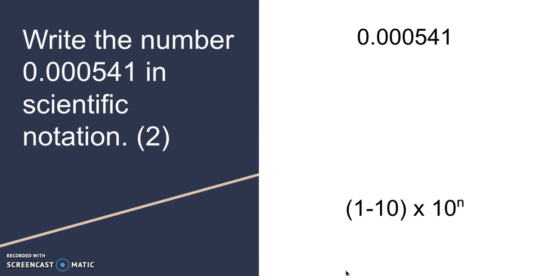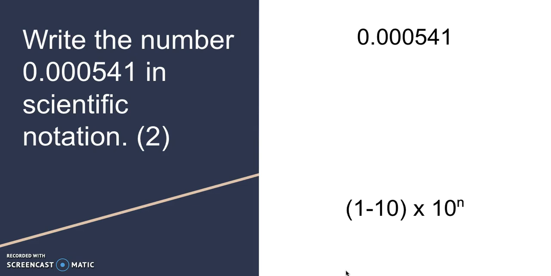Writing numbers in scientific and standard notation. So scientific notation, as you can see on the bottom right, is a number between 1 and 10, and then times 10 to the nth power, which is the number of times you moved your decimal point. If you have a number smaller than 1, which is what we have here, you're going to have a negative power. If you have a number that is larger than 1, you're going to have a positive power.